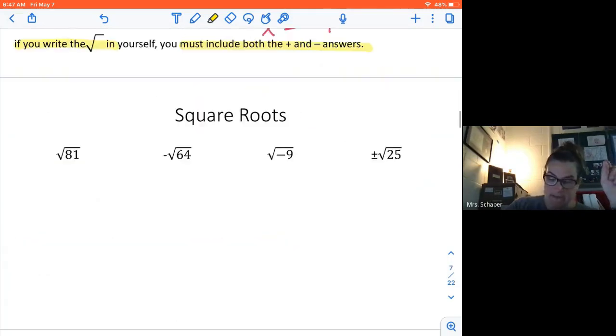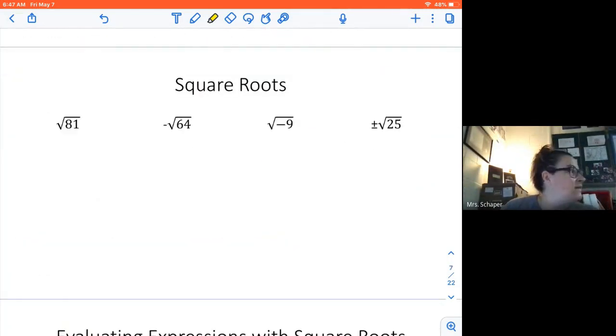Okay, all right, so let's try to figure out what these square roots are. All right, so we've got the square root of 81. There is no sign in front, so we'll have no sign in the back, so it's going to be 9. When we look at the next one, there is a sign in front, so we're going to make sure we have that negative sign. The square root of 64 is 8.